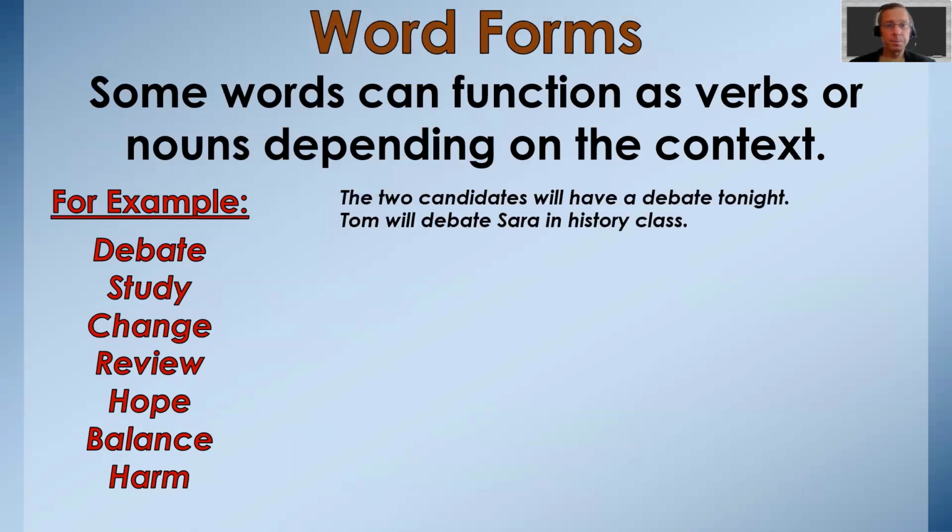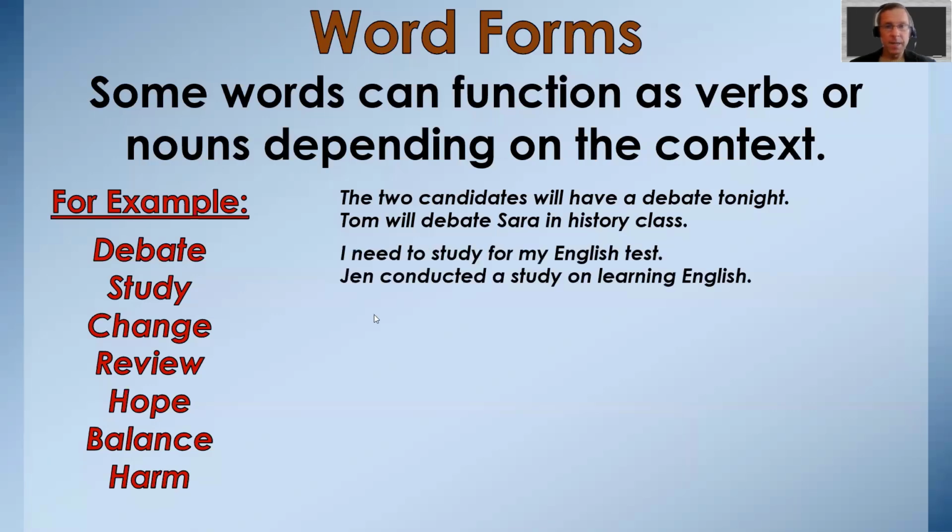Let's take a look. Two candidates will have a debate tonight. Whenever I see an article in front of that word, I know that it's a noun. Tom will debate Sarah in history class. I know that that's a verb. Here, this is the future tense, the simple future tense. I need to study for my English test. Jen conducted a study on learning English. So I've got a verb and then a study. It's being used as a noun.